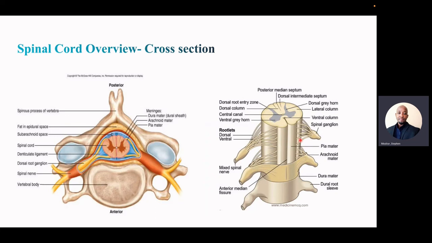Let's have a look at this image. Still looking at the spinal cord, now outside the spinal column. Outermost to inner, we can see the dura mater, which is the meningeal layer, and deep to that is the arachnoid matter, and deep to that is the pia mater.